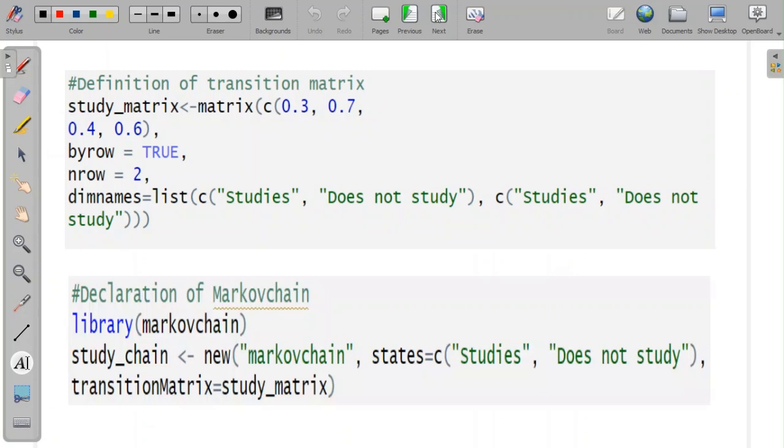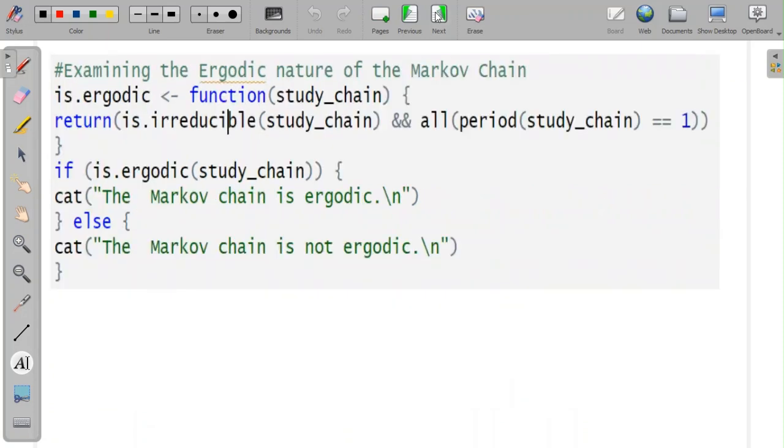This is followed by the declaration of the Markov chain. I call the Markov chain a study chain and the corresponding matrix a study matrix. I list the states of this Markov chain as studies and does not study. And I assign the transition matrix as the study matrix, which I've defined just a little while ago.